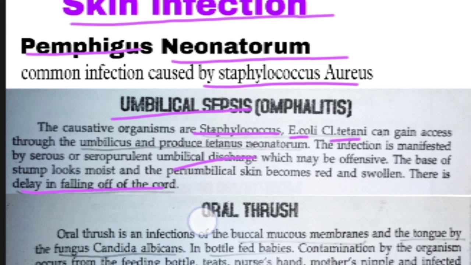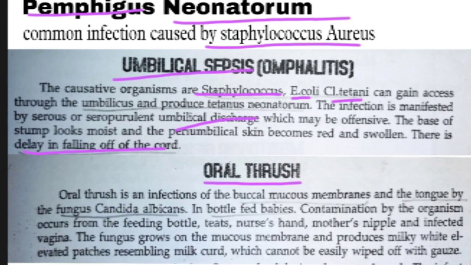Next, oral thrush. This is a condition where there will be a fungal growth in the oral cavity. In the buccal region and around the tongue, there will be a fungal growth by Candida albicans. This fungal growth forms a milky, curd-like texture in the mouth. If you try to wipe it, it will not come off. That is oral thrush.